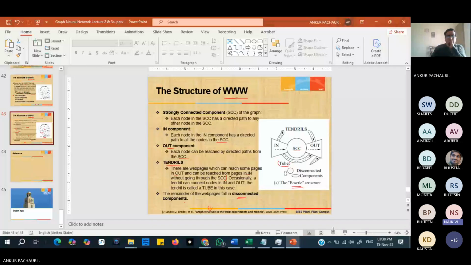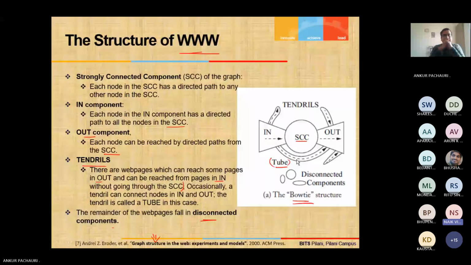This SCC component. I didn't quite get this sentence: each node in SCC has a directed path to any other node in SCC. What does that mean actually? It means the web pages, a strongly connected component. So that means all those web pages whose in degree or out degree is very high. So these are the web pages.